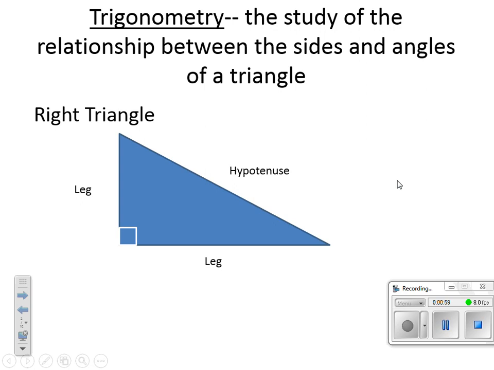So trigonometry is the study of the relationship between the sides and angles of a triangle. So here is an example of a right triangle. In order for you to use trigonometry, you do need a right triangle, which has a 90-degree angle. The sides of the right triangle that are the shorter sides of the three are called legs, and the longest side, which is across from the 90-degree angle, is always called the hypotenuse.